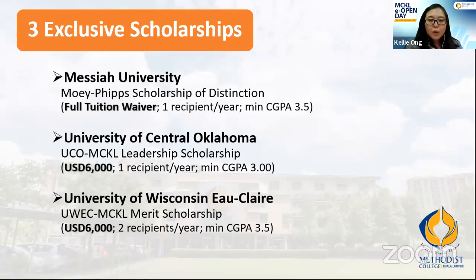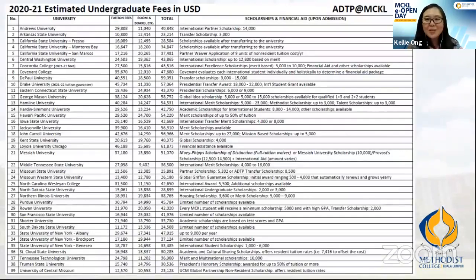So if you're wondering, what about our partner universities? In this slide and the next slide, we have a list of the universities that we are affiliated with. As you can see, a lot of universities actually offer scholarships. This is for during admission. So you can see the list just goes on and on for every university.